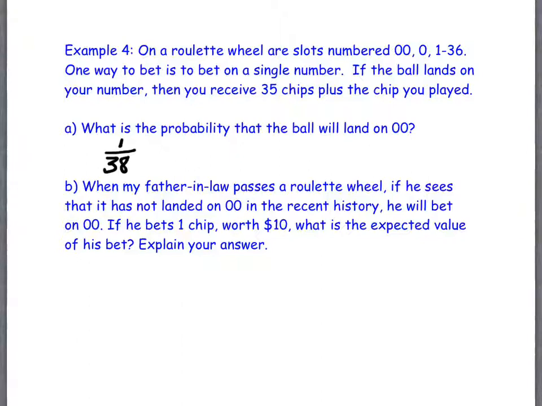All right, so let's say, for instance, that he bets one chip, and the chip is worth $10. So each of the chips is like a $10 bill, okay? The expected outcome of his bet. So the issue is you either win, and you get, it says right here, 35 chips plus the chip you played, or you lose and you lose the one chip. Those are the two outcomes. There's nothing in between on this particular situation. Sometimes there's other options, but on this one, it's just win or lose, okay?